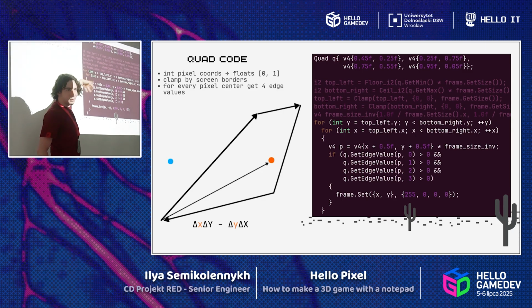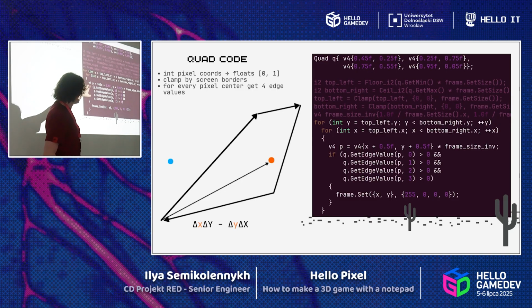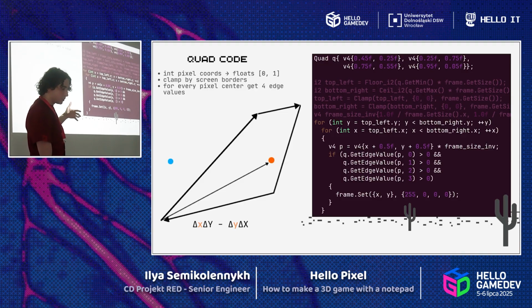Then we still go with these two for loops, but this time, instead of just putting our pixel values, we test if 4 edges produce a positive value. What does it mean for an edge to produce a positive value? Imagine yourself an edge. This is a vector from here to there. Now you got yourself a point. You ask yourself a question: is it on the right or is it on the left? Is it orange or is it blue?